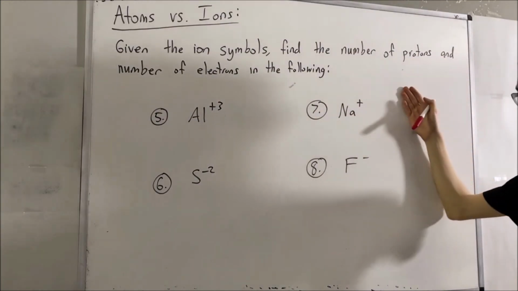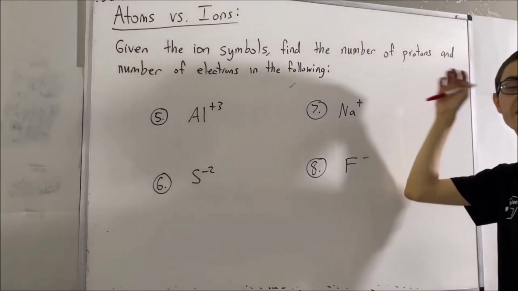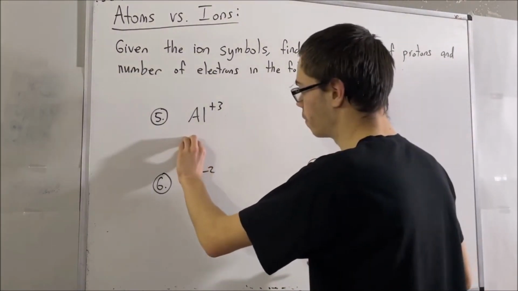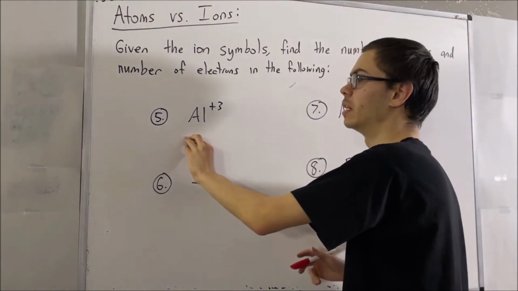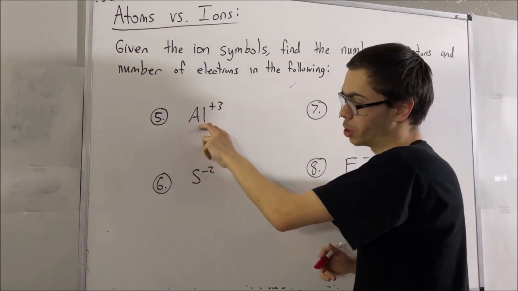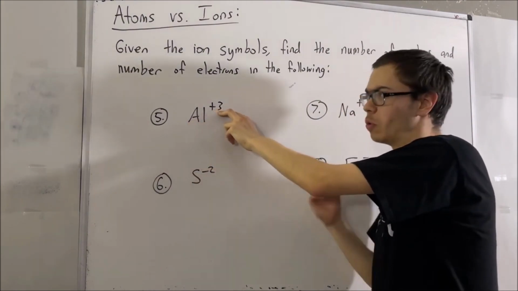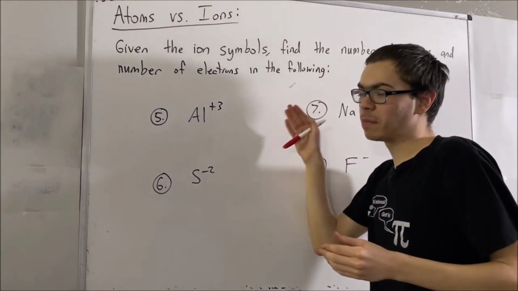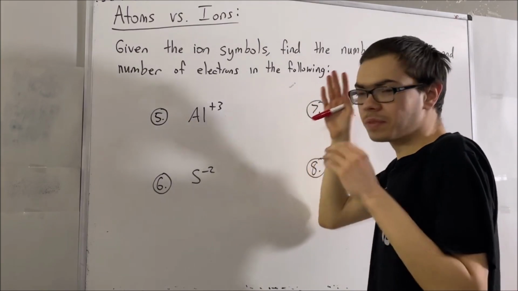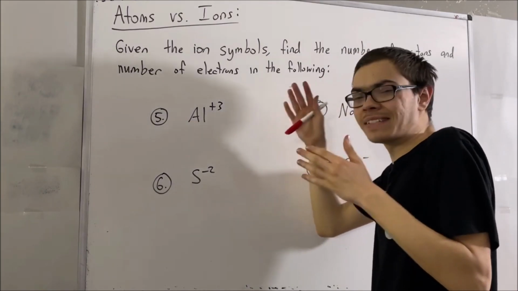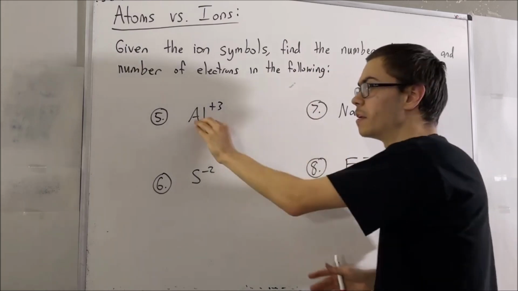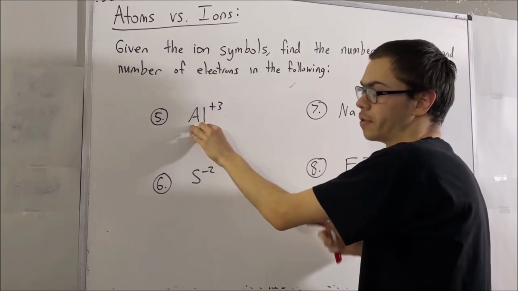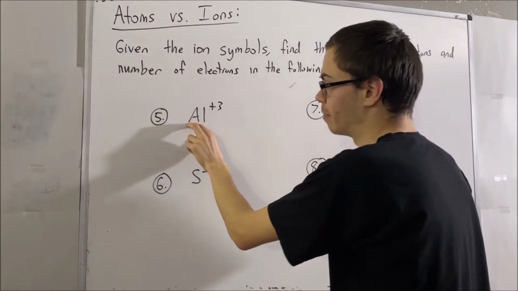Given the ion symbols, find the number of protons and number of electrons in the following. Okay, so question 5, we're given that our ion symbol has the element symbol Al with charge +3. We want the number of protons and the number of electrons. Let's start by finding the number of protons. Well, to get the number of protons, that's the same thing as finding the atomic number of this element. So let's look at table S for the atomic number of the element Al.